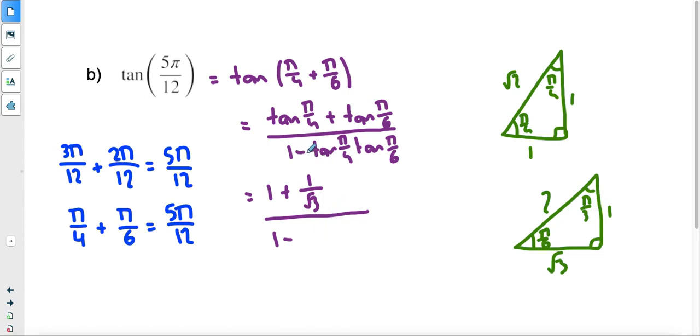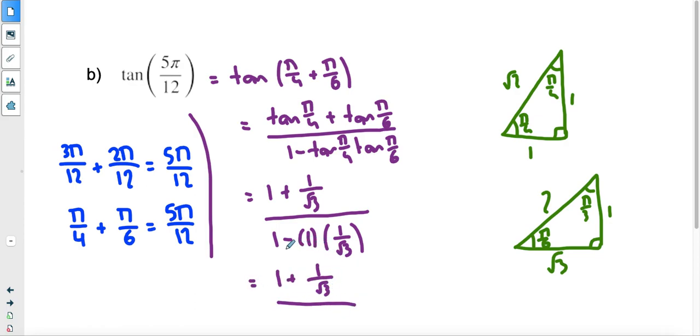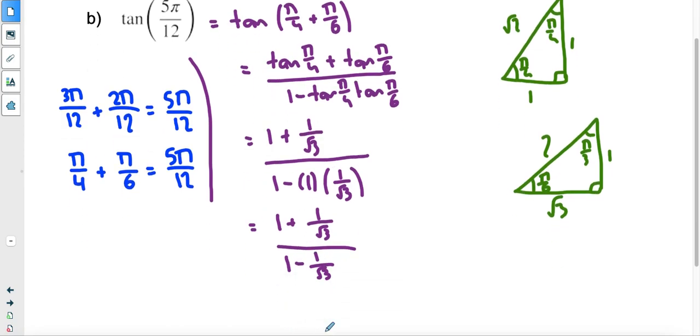And in the denominator, I have 1 minus tan of pi over 4. Again, tan of pi over 4 is just equal to 1, times tan of pi over 6, which is equal to 1 over root 3. And now, just like before, we can simplify this. In my denominator here, I have 1 minus 1 times 1 over root 3, which is just equal to 1 minus 1 over root 3. And we can simplify this some more.